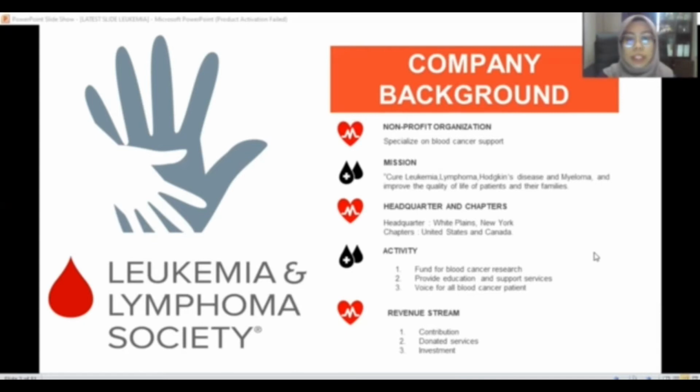Until now, LLS is still actively giving their full support to blood cancer patients, as well as investing in research and development to find the best treatment and cure for blood cancer patients.